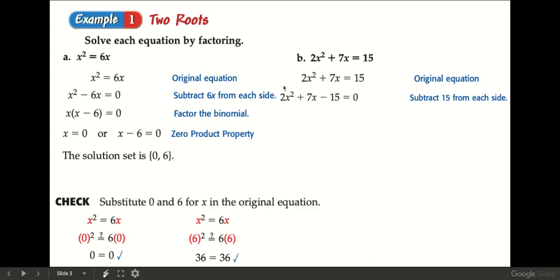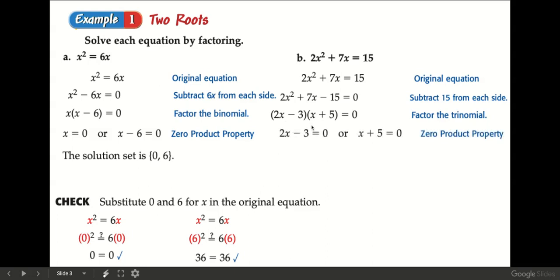You have to use your factoring techniques that we learned in previous chapters. This factors into 2x minus 3 times x plus 5. Now I can see that I have a product of two things equaling 0. So 2x minus 3 has to be 0 or x plus 5 has to be 0, because if this times this equals 0, either this has to be 0 or this has to be 0. Now I have two equations that I can solve.